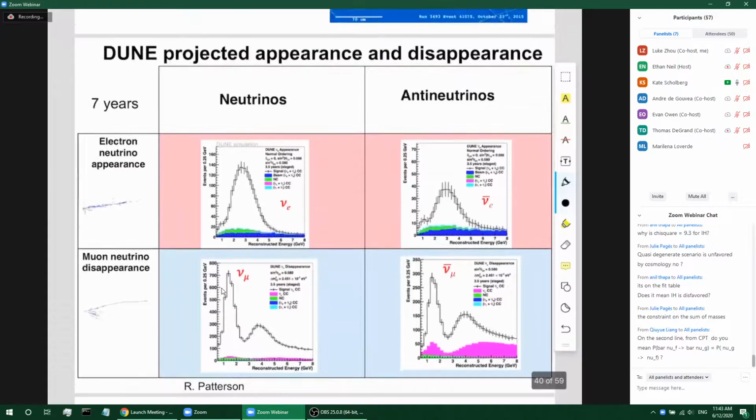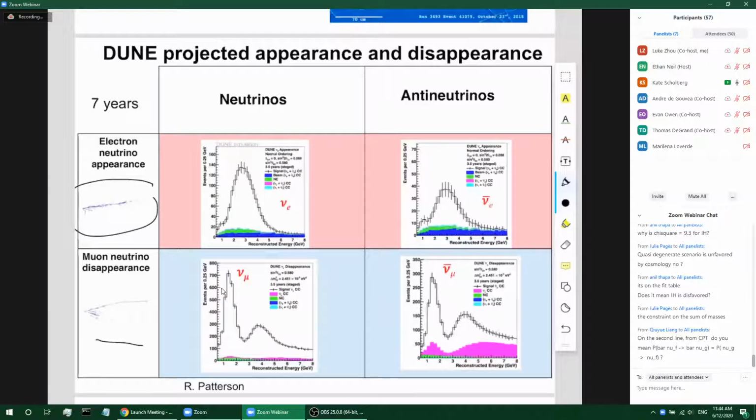This is a projection, the same kind of plots I showed you before, for 7 years of running for neutrinos and for antineutrinos. So you'd see an excess. This is what it looks like now. This is what an electron neutrino looks like in DUNE. You can do very intrinsically precise tracking, so you can tell an electron neutrino apart from a muon neutrino, and at 1,300 kilometers, there are quite dramatic effects that tell you what the hierarchy is.